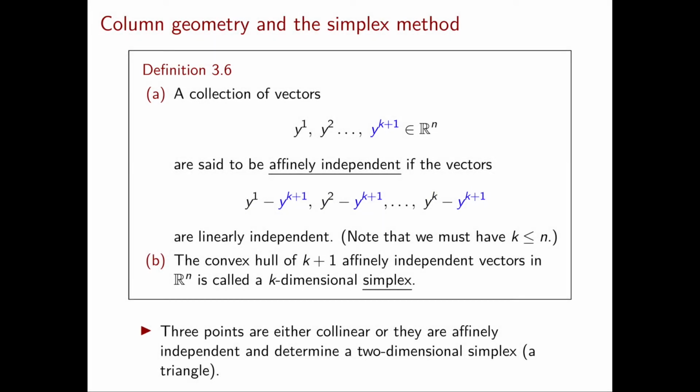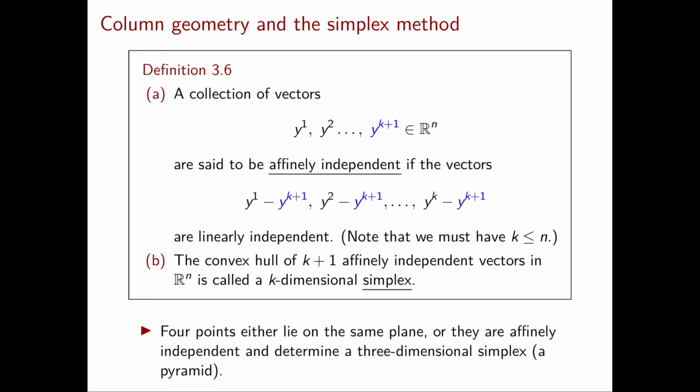Now we can finally define a simplex. A k-dimensional simplex is the convex hull of k plus 1 affinely independent vectors in Rn. For example, let's now consider 3 points. There are only two options. Either they are contained in one line, so they are collinear, or they are affinely independent. If they are affinely independent, they determine a two-dimensional simplex. This is the triangle obtained as their convex hull.